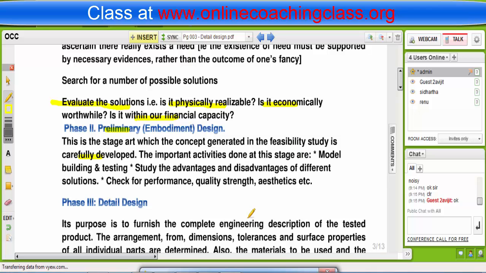This preliminary design is also called embodiment design. Okay, clear?